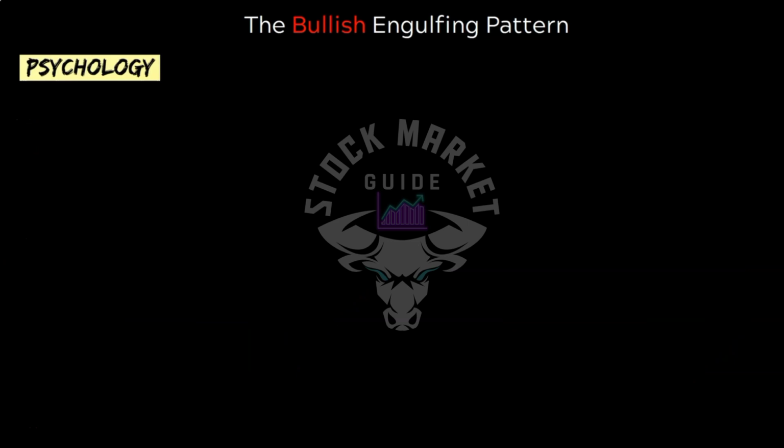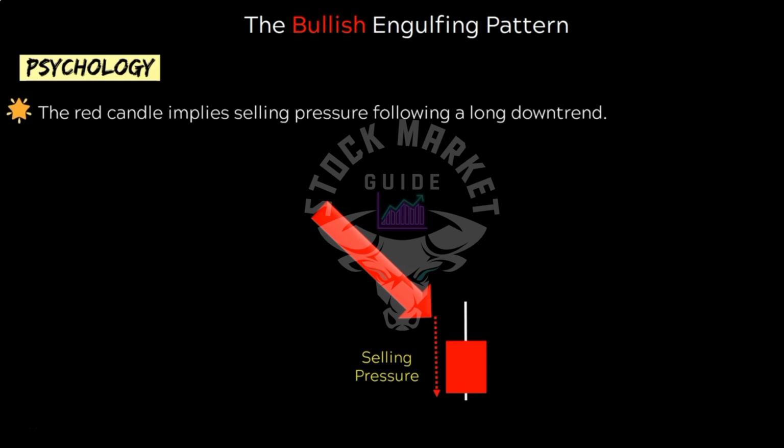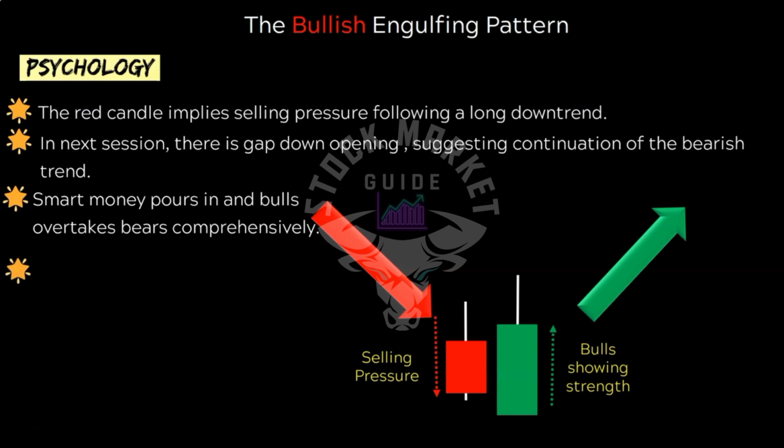Let's understand the psychology behind the formation and reversal after the bullish engulfing pattern. Friends, suppose a stock or currency pair is in a continuous downtrend. Now this creates panic in the investors and they start exiting at lower levels. So this creates the long red candle on the first day. Now because of this huge sell-off, next day the stock opens with a gap down opening, but now the smart money pours in since the stock looks attractive at these lower levels. So the bulls overtake the bears comprehensively and the stock finally closes above the previous day's red candle, thus creating a green engulfing candle. The bulls in fact have now fully overridden the bears. The stock is thus ready for a reversal.